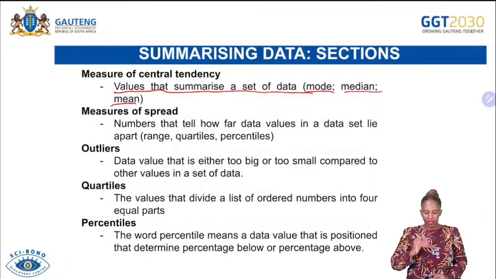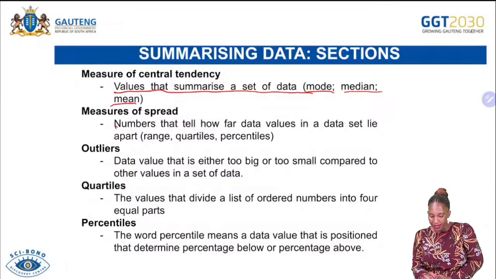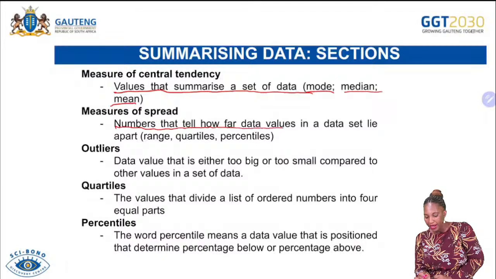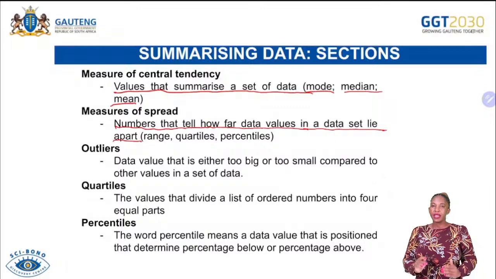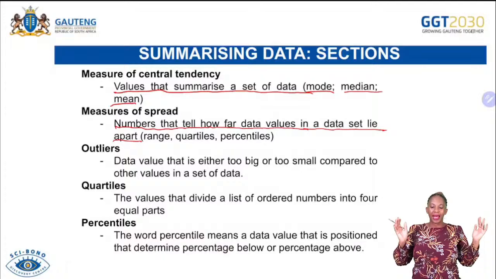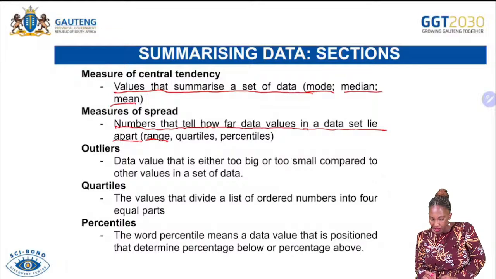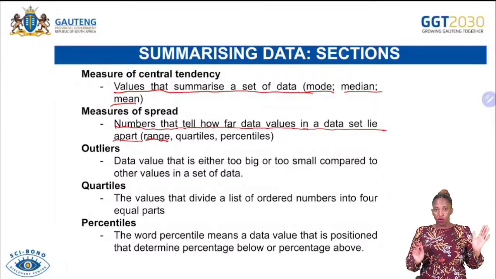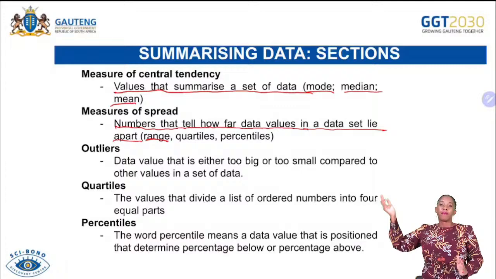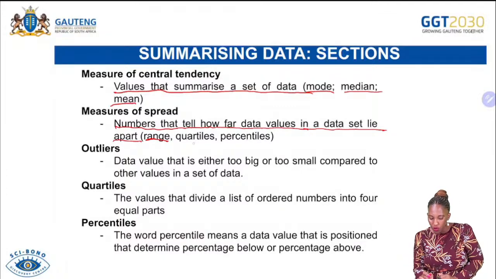And then the second one, the measure of spread. We say it's numbers that tell how far apart data values in the data set lie, meaning how far apart from the minimum to the maximum. Even the percentiles, as you can see here, we'll be doing the range. The range is the maximum number subtract the minimum number. And then we'll also be doing the quartiles and the percentiles.